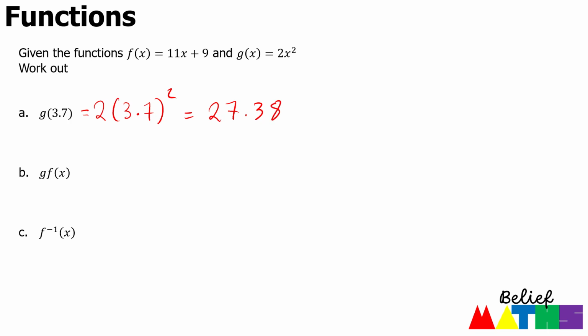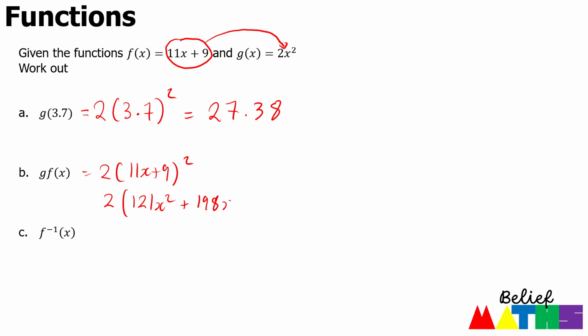Now the other two are algebraic, so it says g of f of x. That means we're going to substitute f into g. So we're going to take all of this and we're going to substitute it in there for x. So we get 2 times 11x plus 9 squared. Let's square the bracket first. We get 2 times 121x squared plus 198x plus 81. And then multiplying all of those by 2, you get 242x squared plus 396x plus 162. And that's your final answer for g of f of x.